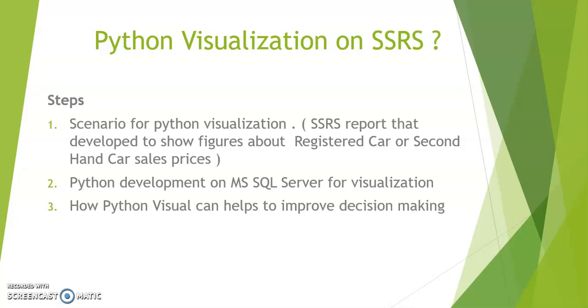First one is that we need a scenario. Here I am going to use car sale information to compare unregistered and registered car prices. I will talk about it in detail in the next slides. Second one is Python development on SQL Server for visualization. Third one is how this visual helps to do the decision making.